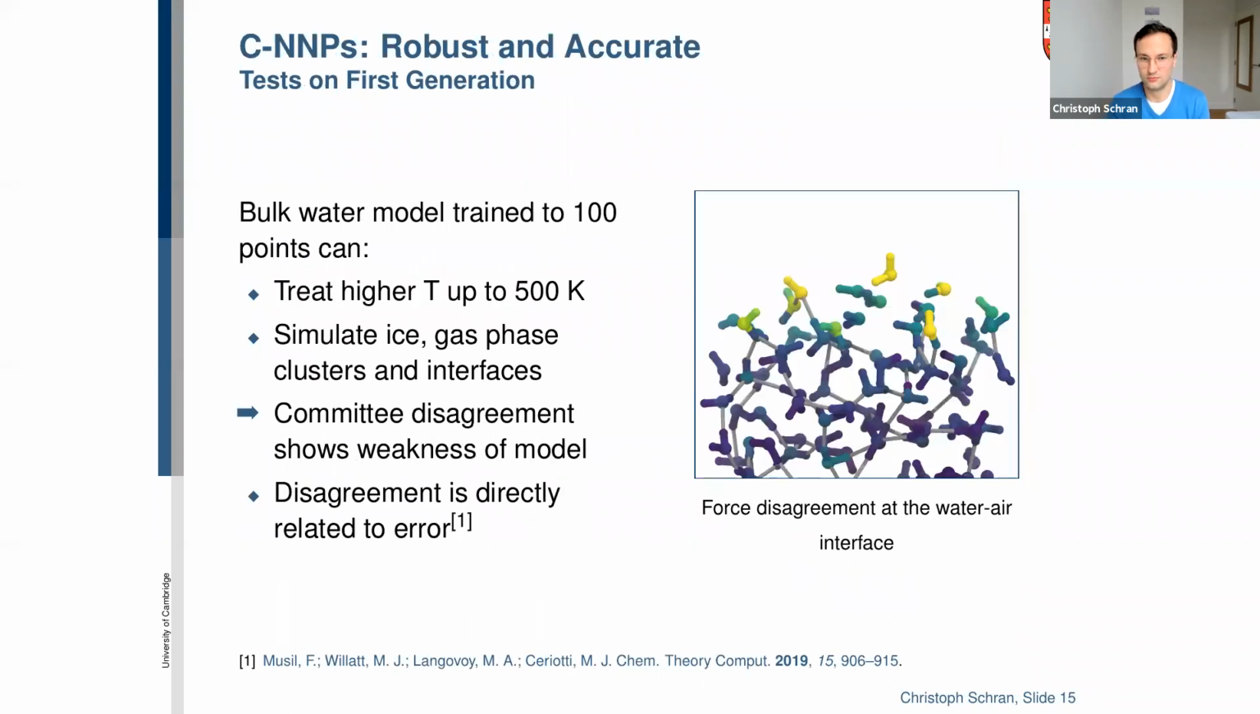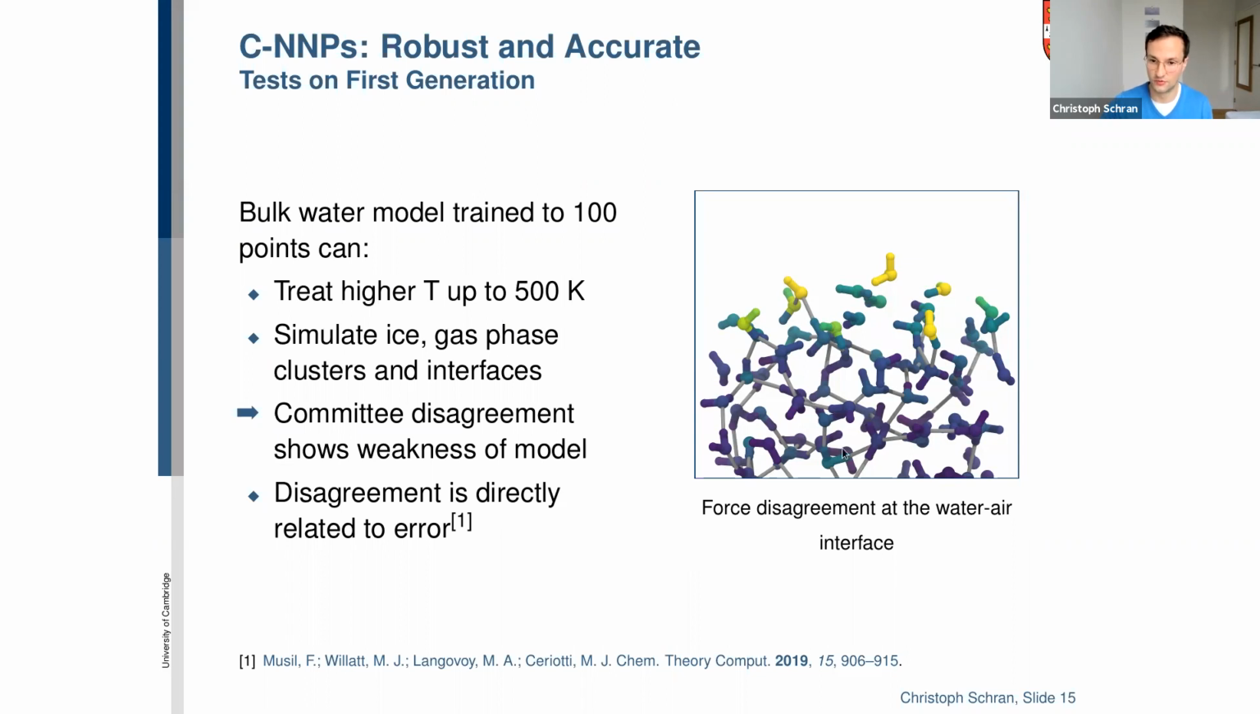And what can you then use this model that has been trained on 100 points for? You can start using it for enhanced temperatures or larger temperatures, and apply it to different phases. A very nice aspect of the whole procedure is that you will always have access to your disagreement during these simulations, which is able to highlight regions of uncertainty.